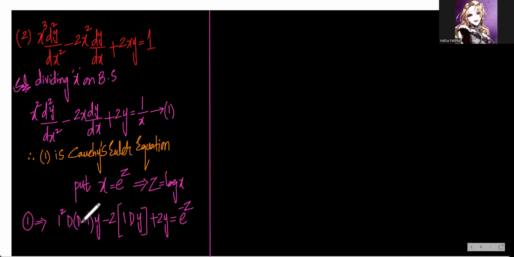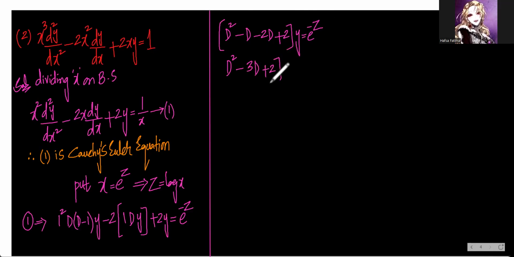Y common means here we multiply d square, and this is minus d, and this is minus 2d. I am taking y common actually. Sorry, here there is plus 2 also. I am taking y common, equal to e power minus z. Then if you simplify, we get d square minus 3d plus 2, into y, is equal to e power minus z.